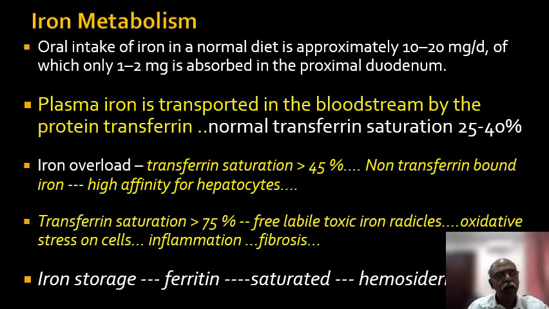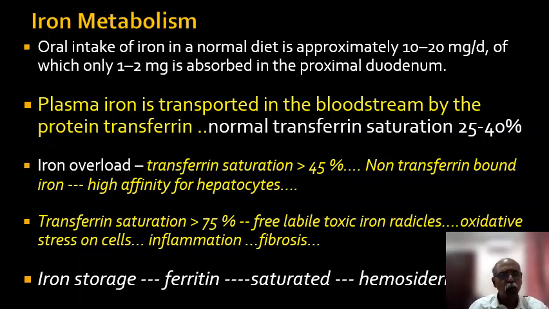Now, if you look at the iron metabolism per se, oral intake of iron in the normal diet is approximately 10 to 20 milligrams per day, of which only 1 to 2 milligrams is absorbed in the proximal duodenum. This is facilitated by a protein known as hepcidin, which is produced by hepatocytes. Whenever there is an abnormality in this protein hepcidin, there is abnormal intestinal absorption of iron. Just keep it in mind.